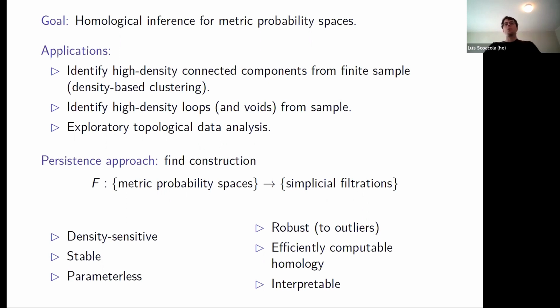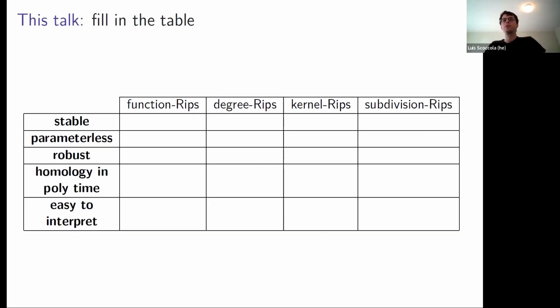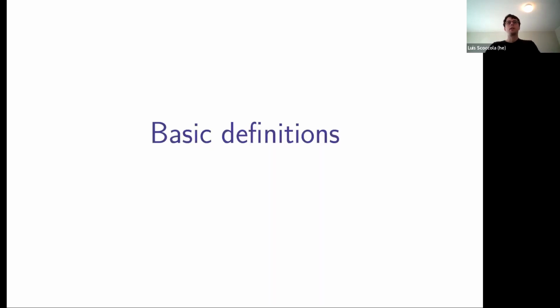So this is what we want, and the talk is going to be about these four filtrations: function rips, degree rips, kernel rips, and subdivision rips, and the properties that I basically just mentioned. And we're going to see which filtrations satisfy which properties, and then see what's left to do, basically. So let's start.